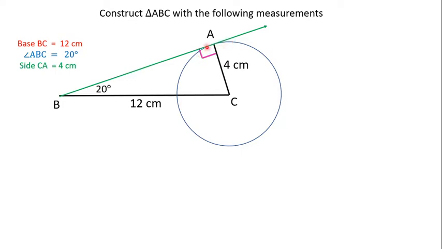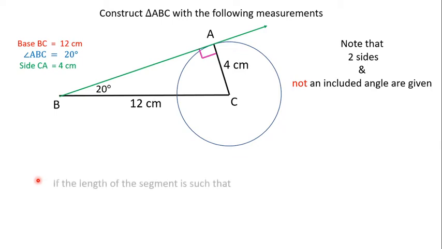Instead of just showing an arc, here the full circle has been shown. But observe carefully, this arc is touching this ray BA at this one point only. It is not intersecting, and if you join C and A, you are going to get one and only one triangle. Friends, please note that two sides and not an included angle are given. Please see here, BC and AC measurements are given, and this is not the included angle between these two sides. We have to note that very carefully.